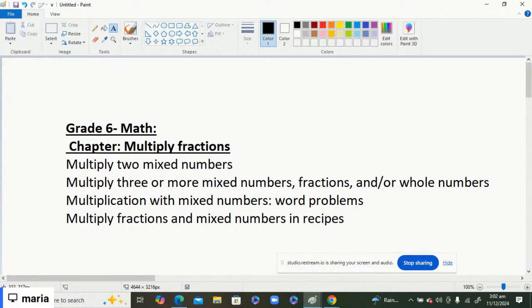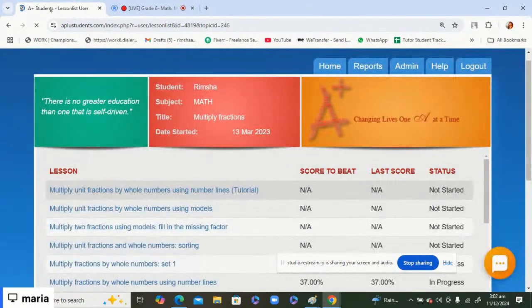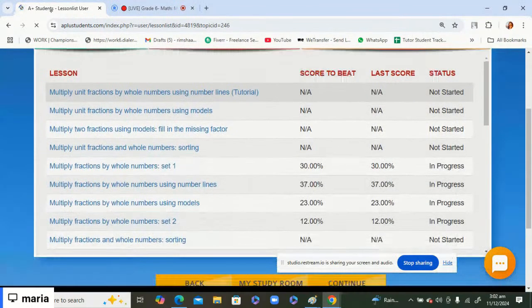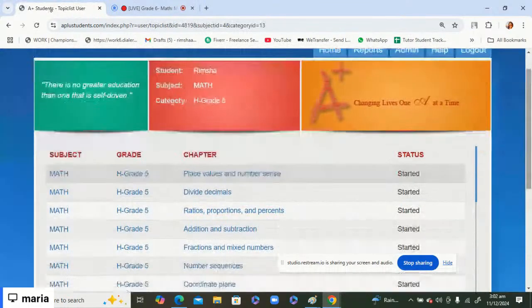You can find all the lessons on aplusstudent.com. You have to log in using the email and password provided by the administrator. Let's go to the A Plus website, select math from the subject tab, and then click to log in. And here, view all chapters. So here is the list of the chapters.